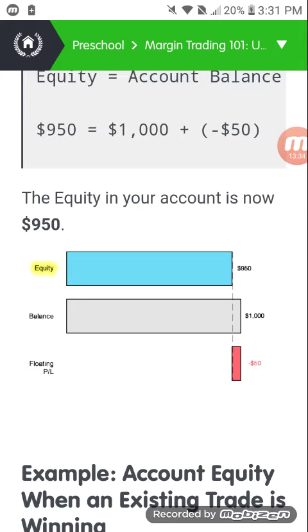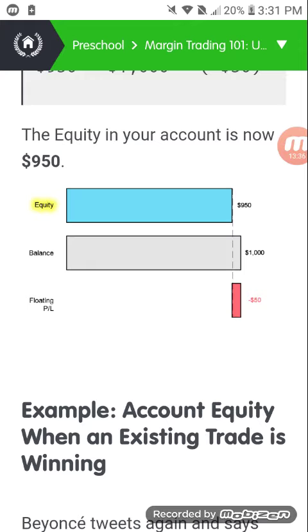Okay, so your equity in your account is now at 950. You had a floating profit or loss. You haven't closed the trade yet, but your equity is still down, because the floating profit or loss until you close that trade puts it at 950.